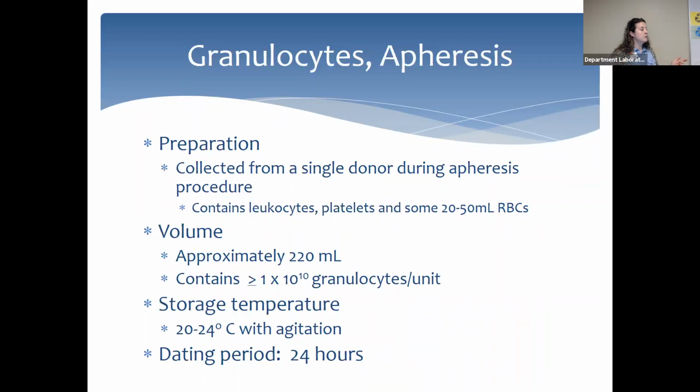All right, so you can also do the same thing for granulocytes. You can collect granulocytes through the apheresis technique from a single donor. Now, that granulocyte unit is actually going to contain some platelets and red cells as well. So you're going to have about 20 to 50 mils of red cells.